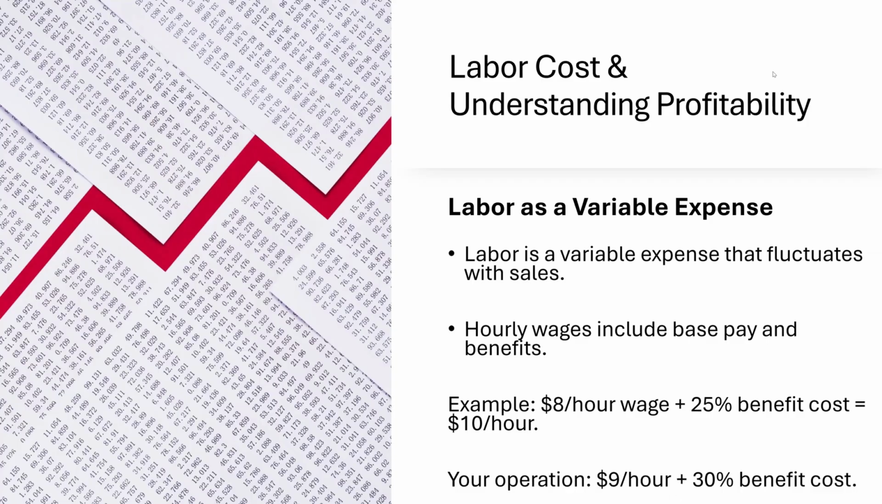Your operation might be different. Maybe it's $9 an hour plus 30% benefit cost, which would certainly be more there. It'd be a third more, which would be $12 an hour. So these are obviously, you're not paying people $8 an hour unless, of course, it is the tip wage. So again, it just depends on your organization.